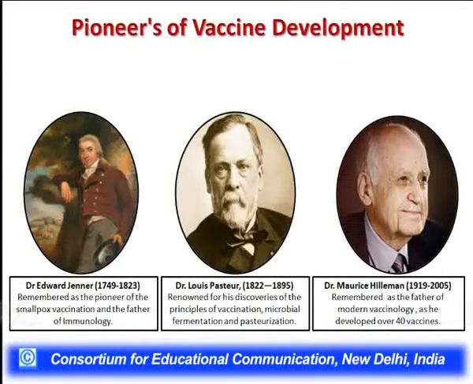Now, three of the people who are said to be the pioneers of vaccine development: the first one is Edward Jenner. He is remembered as the pioneer of smallpox vaccination and is many a time referred to as the father of immunology. Dr. Louis Pasteur was renowned for his discovery of the principle of vaccination, microbial fermentation, and the famous pasteurization process. Dr. Maurice Hilleman is remembered as the father of modern vaccinology because he is said to have developed about 40 different types of vaccines in his lifetime. So these three people are the pioneers of vaccine development who have contributed largely to the vaccinology pathway.